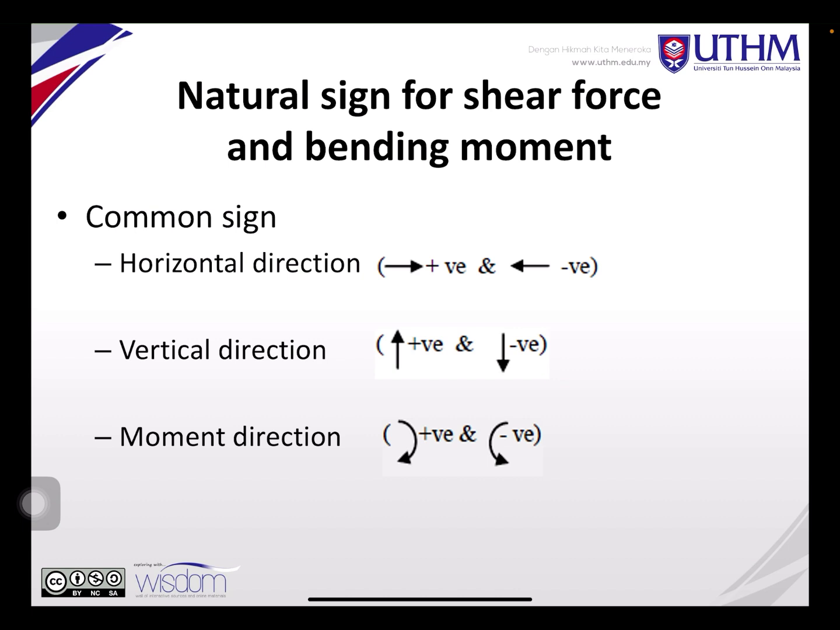Natural sign convention for shear force and bending moment. Common signs: horizontal direction, to the right is positive, normally we assume. Vertical, going upward is positive, going downward is negative. Moment direction, clockwise positive, counterclockwise negative, like this. You can assume like the previous example also, but stick with one. If you want to use this, you use this.